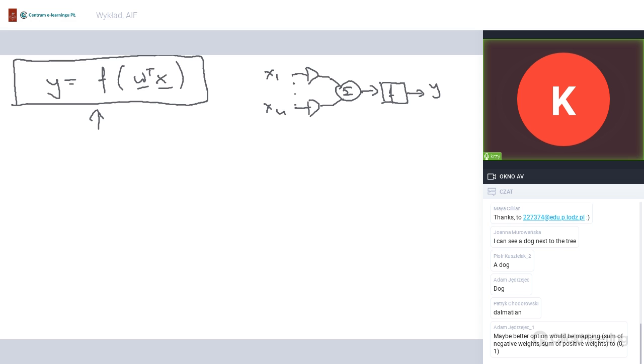And what is the interpretation of this neuron's operation and how to make this neuron useful? We'll try to clarify a week from now. So I'm turning off.